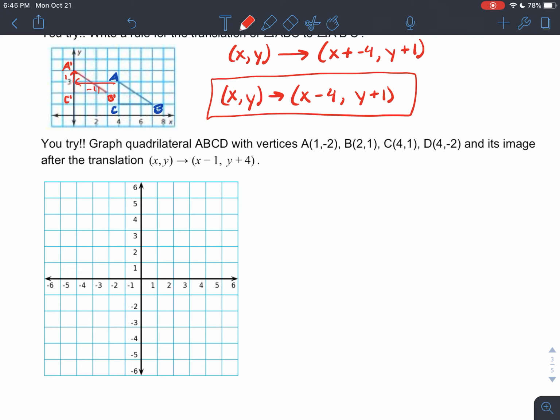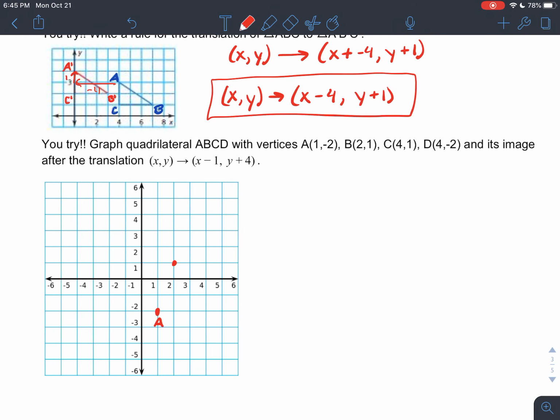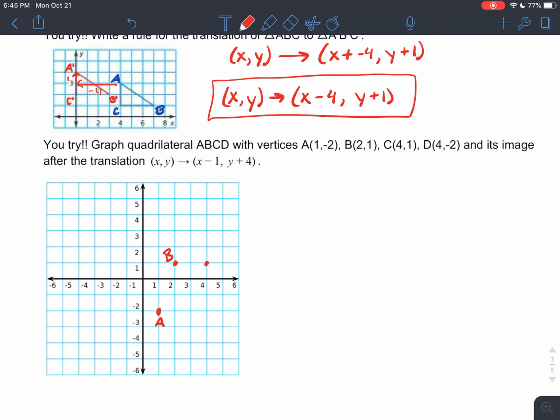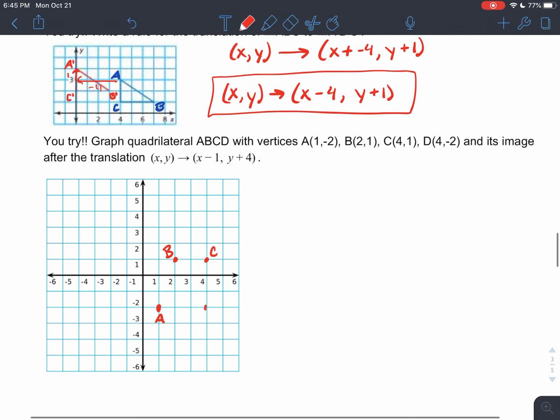I'm not really convinced that was a full 2.5 minutes, but if you need more time, you're always welcome to pause the video. Okay, so A is at 1, -2. So remember, label, label, label. So 1, -2, that's point A. B is at 2, 1. C is at 4, 1. And D is at 4, -2.